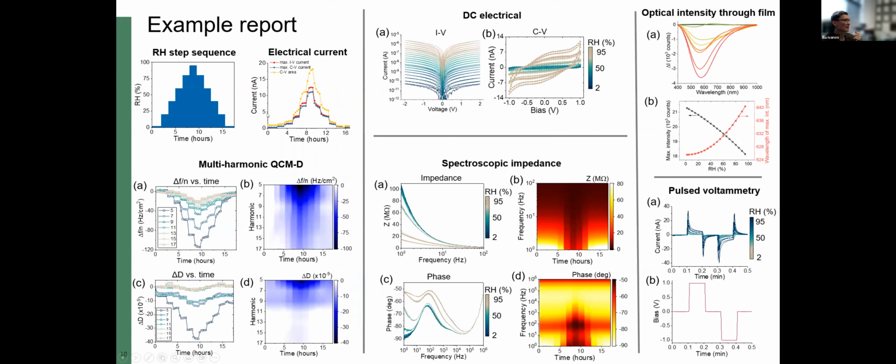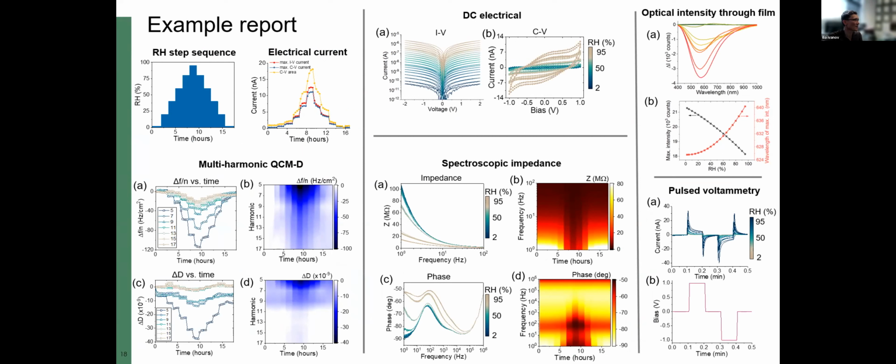So in the very end, the fast flashing screen that you saw on the software screen generates a report where you see both the environmental steps and the combined electrical multi-harmonic QCM response, spectroscopic response, DC, optical response, and other electrical responses on the film, allowing you as a researcher, once you come in and have your morning cup of coffee, to look at your material functionality.